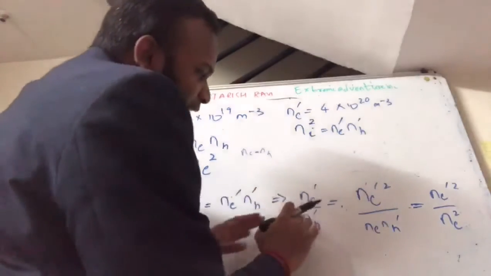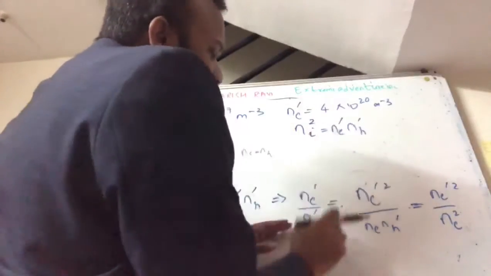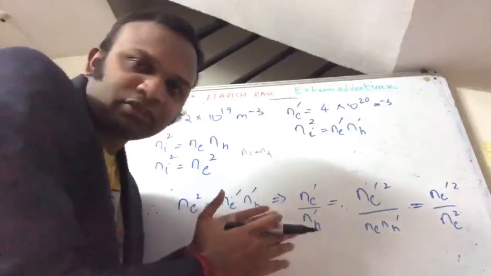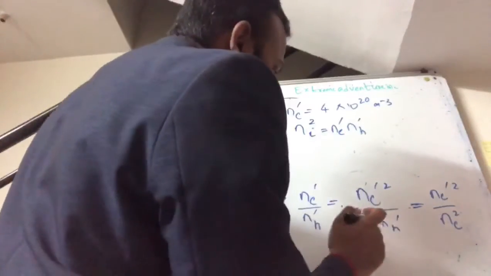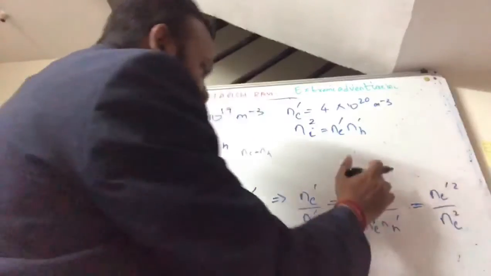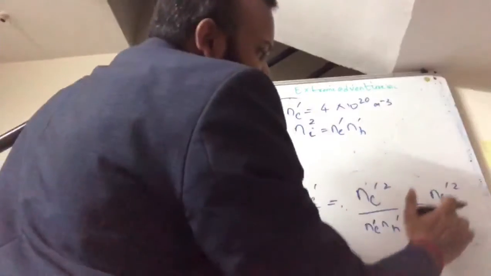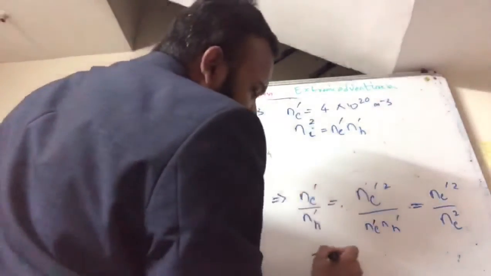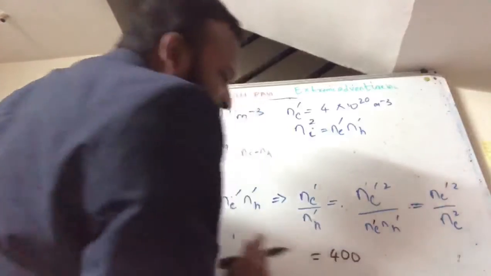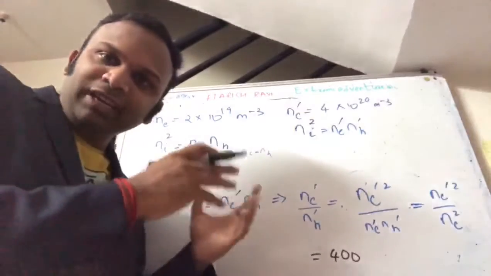Now Ne prime by NH prime, that is the ratio in this extrinsic n-doped semiconductor, like with phosphorus or something, is Ne prime square by Ne prime NH prime, multiplying the numerator and denominator with Ne prime. That's Ne prime square by Ne square. So Ne prime square by Ne square is equal to 400. So this is the ratio of extrinsic majority to minority carriers. It's 400 times higher.